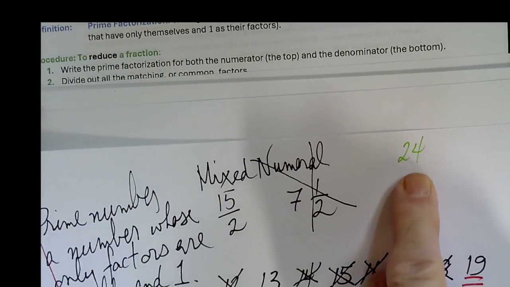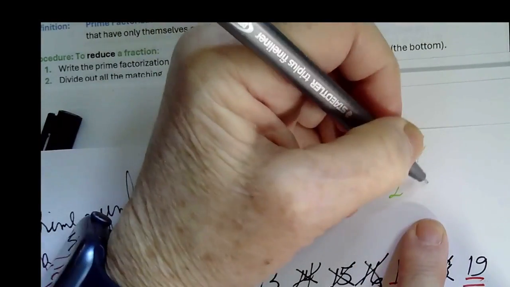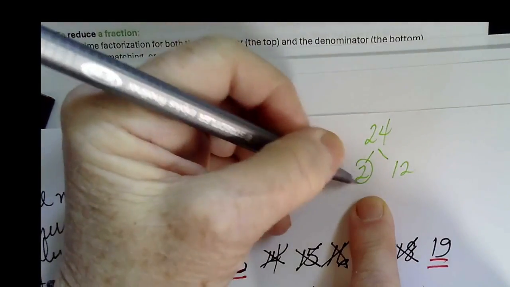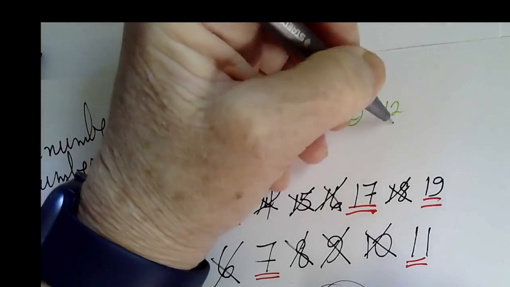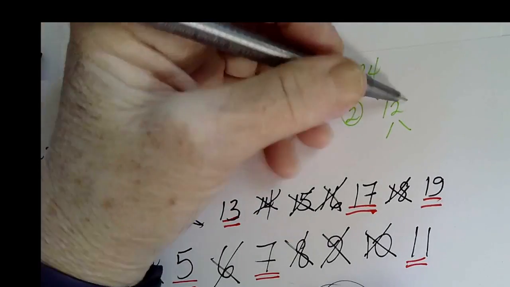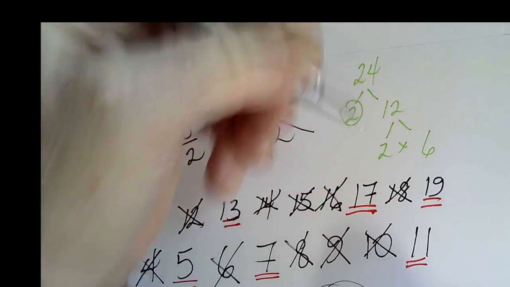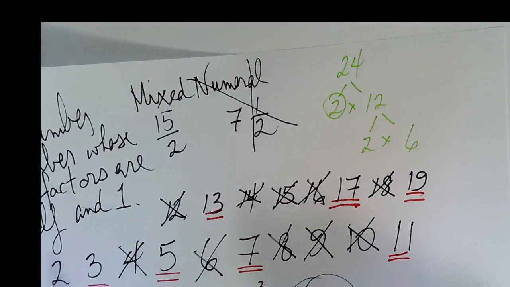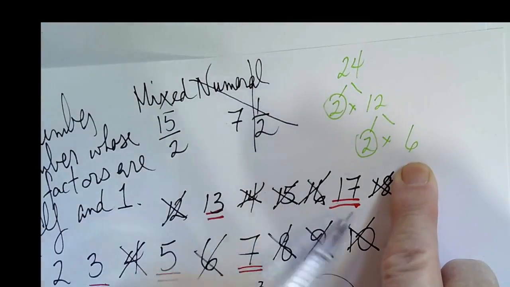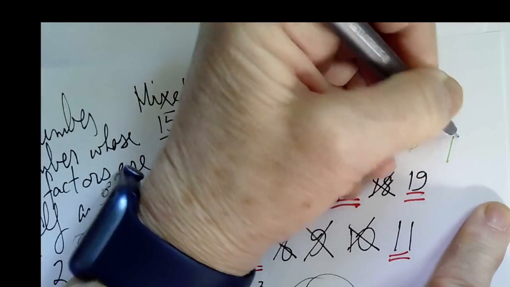Does 2 go into 24? Yeah, sure, because 2 times 12 is 24. 2 is a prime number, so we don't have to keep going there. 12 is not a prime number, so we have to keep going there. Does 2 go into 12? Again, yes, it does. 2 times 6 is 12. 2 is prime. We're done there. 6 is not prime. Does 2 go into 6 again? So can we use 2 again? And yes, we can.